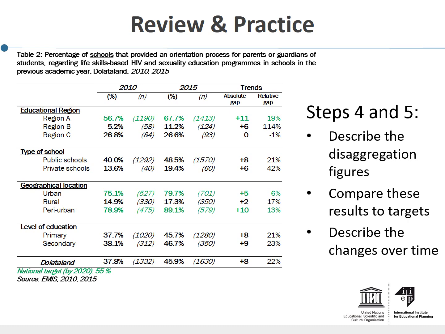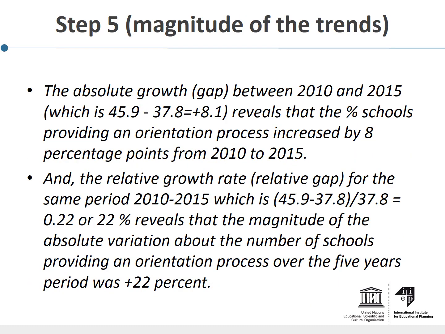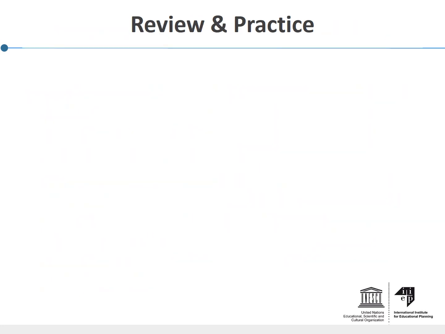You can now check the results in the next slide. Based on the hypothetical data on indicator 4, the narrative paragraphs for describing the results status at disaggregation level, step 4, could read as follows. And the narrative paragraphs for describing the results trends could read as follows. Now move to step 6.